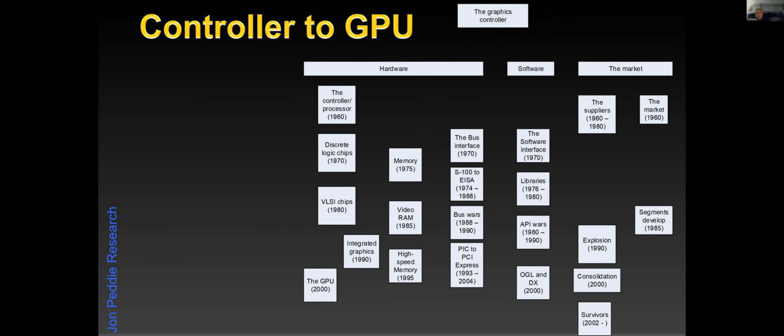But the hardware was moving. We had controllers, we had discrete logic chips, then we got VLSI, which stands for very large scale integrated circuits. We got high-speed memory. We struggled through communicating between these processors. So to communicate from a CPU to a graphics processor, we had to go through a bus. Buses became hard to manage. They used a lot of power. So then we evolved to what's called PCI, which is serial transmission, and that's much, much more efficient. That's what we're still using today.